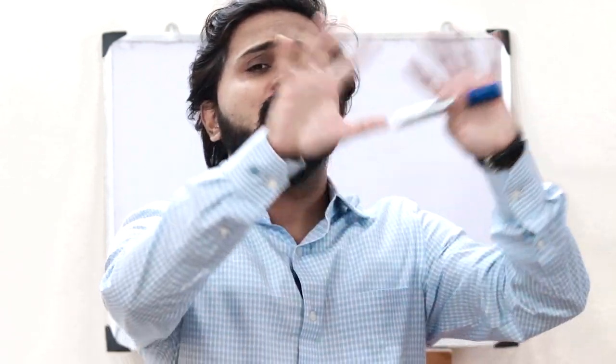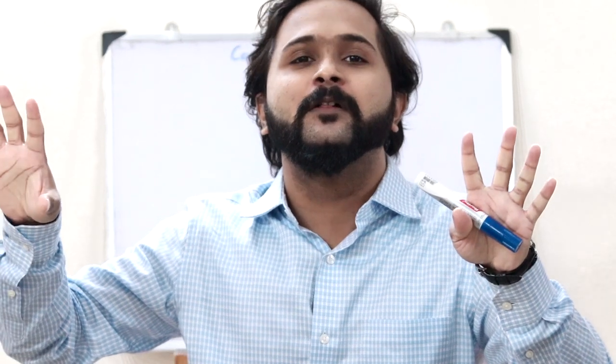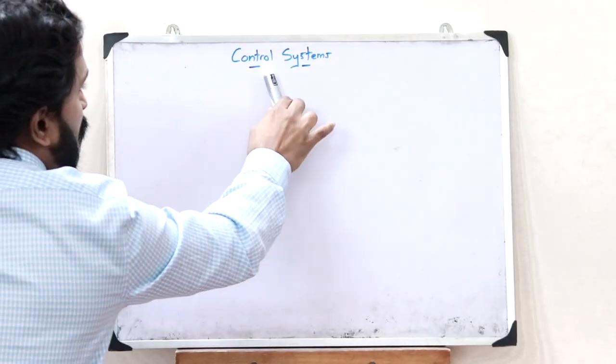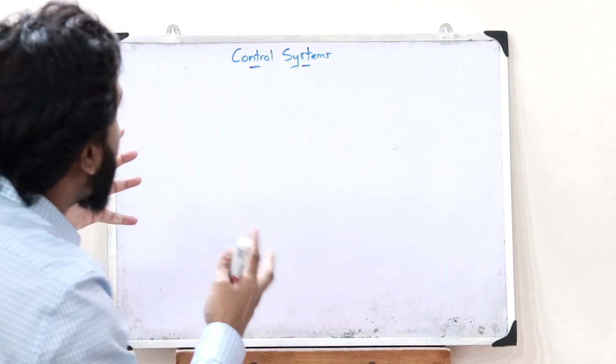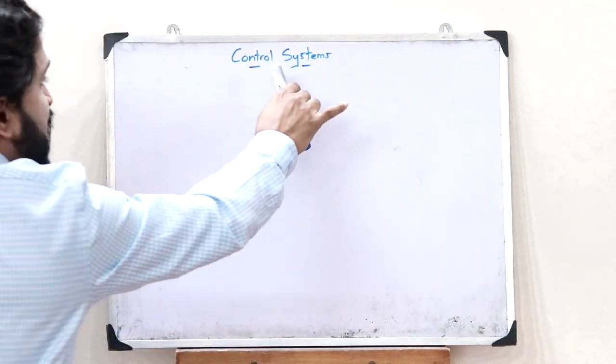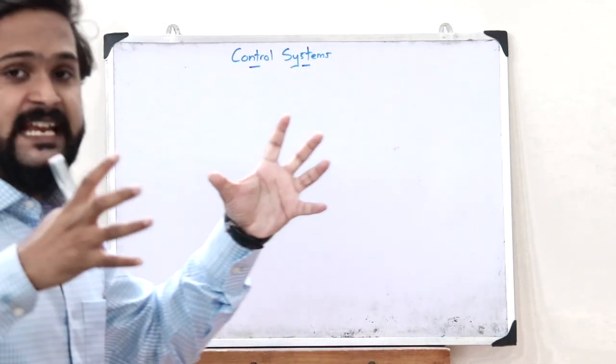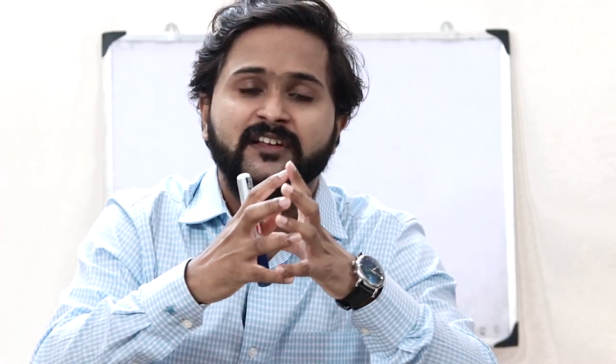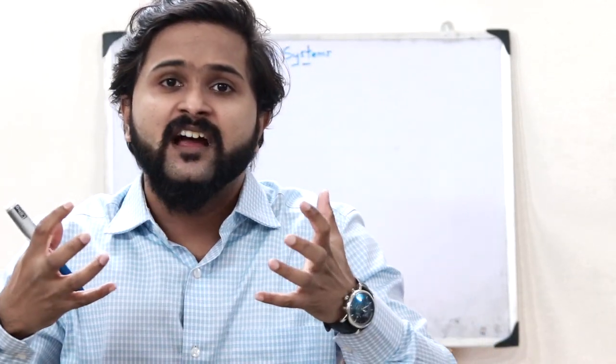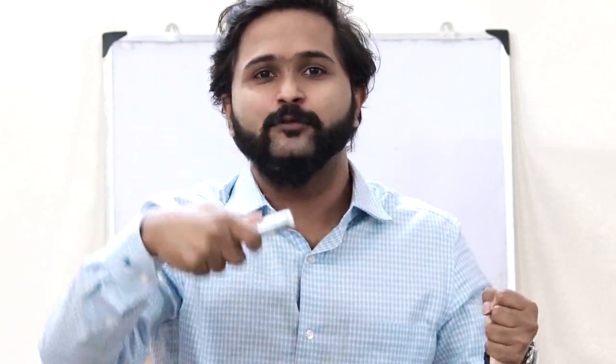So let us ask ourselves that obvious question. What do you actually mean by the term control systems? Well, let's find out. Control systems, just like the name suggests, is a system of components that are interconnected with each other so that we can obtain a desired response by controlling the output.